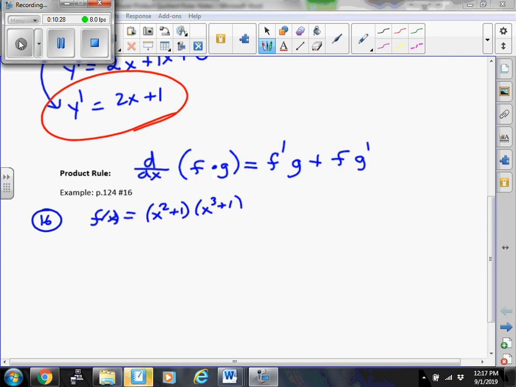Clearly I don't, because these are simple polynomials, I really don't have to apply the product rule. None of the problems you experience in this section will be like that. You don't have to apply the product rule. But I want you to do the product rule. Actually, I want you to do it in both methods I show you now.